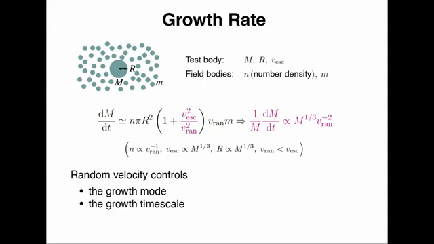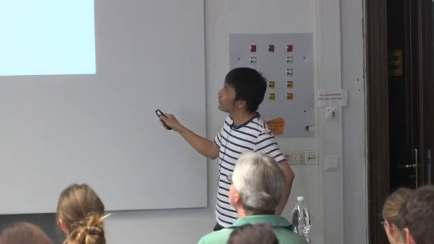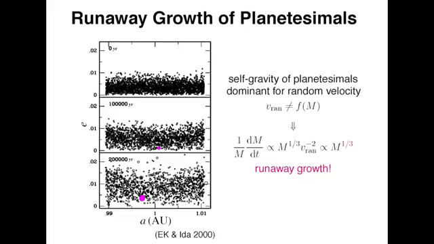So this relative growth rate is proportional to m to the 1/3 times v to the minus 2. So then from this form, we can understand this. It is this random velocity, right? The deviation velocity from the circular non-inclined orbit that controls the growth mode and also the time scale. So to understand this random velocity is very important.